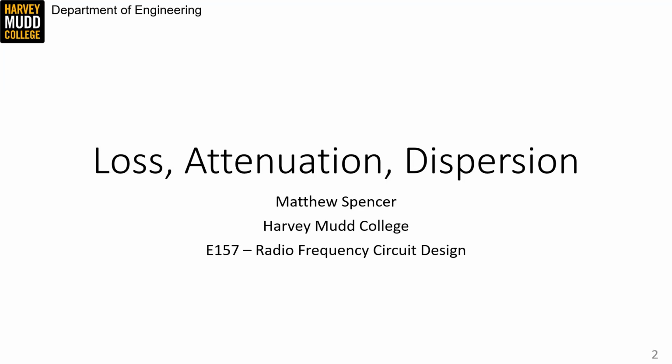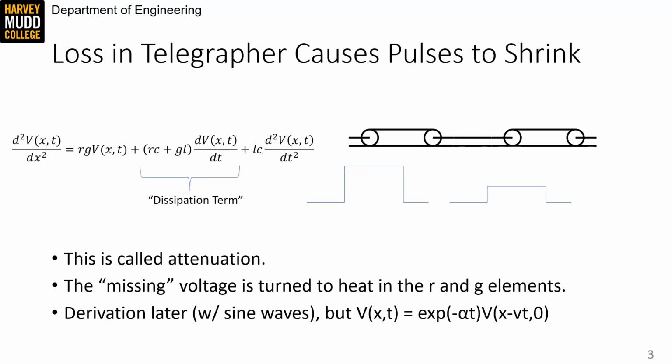In this video we're going to briefly revisit the full telegrapher's equation to examine how lossy transmission lines differ from lossless lines. I've included the full telegrapher's equation on this slide, and I've highlighted a term called the dissipation term. Solving tricky partial differential equations is outside the scope of this class, so you either have to take my word that this term causes dissipation, or read the article I've linked on the course site.